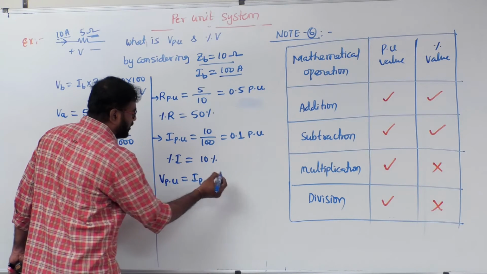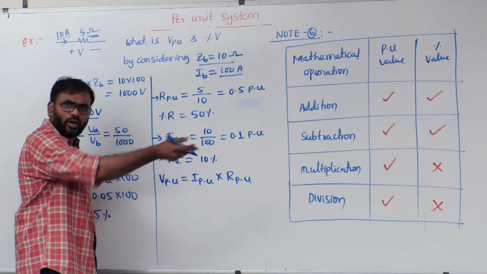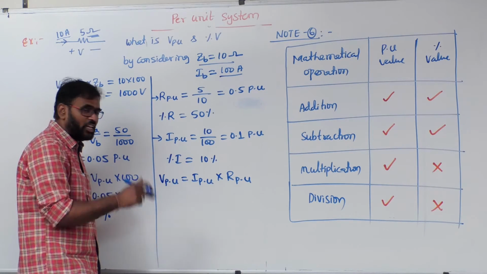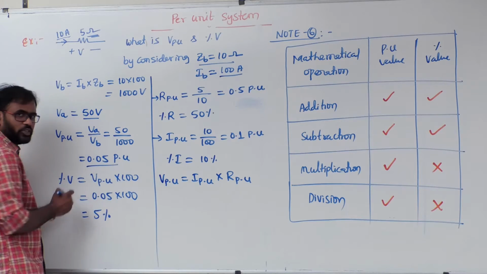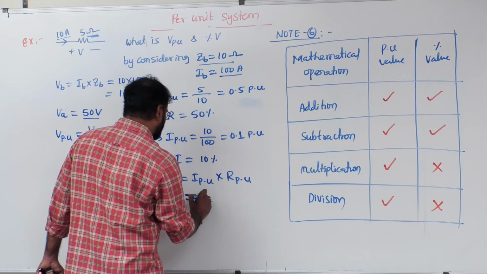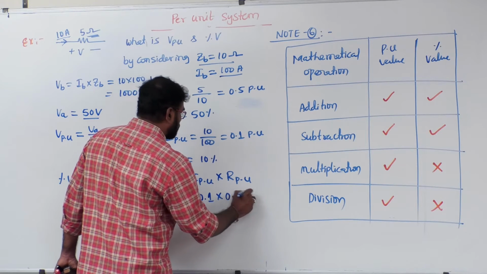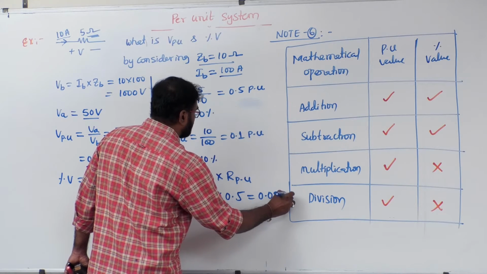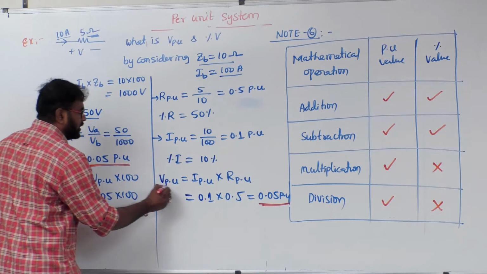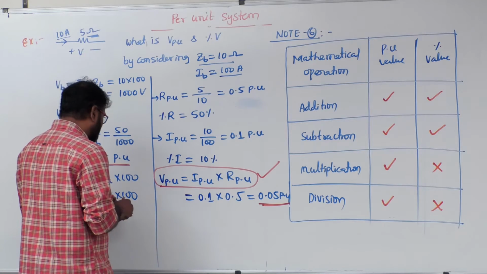So what I am saying, I per unit and R per unit if I multiply, because we know that V equal to IR. V per unit equal to I per unit into R per unit. I am saying it is valid. If it is really valid, this V per unit should be 0.05. Whether we are getting that or not, we need to check. What is I per unit? I per unit is 0.1. What is R per unit? 0.5. So what do I get now? 0.05 per unit. Check. What I got? 0.05. Here also 0.05. That means it is valid, 100% valid.